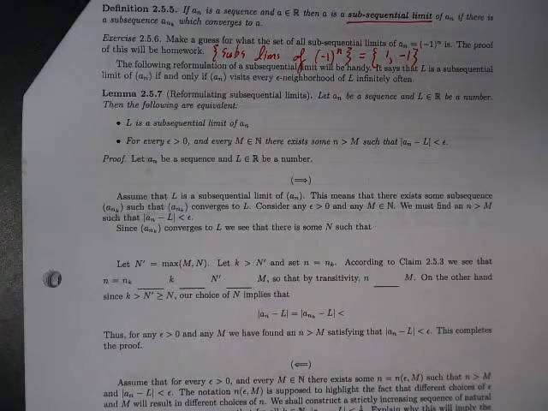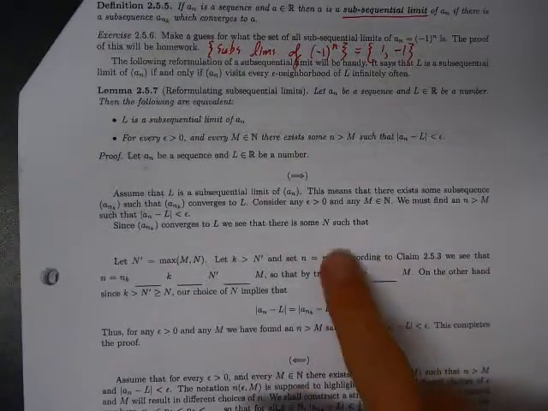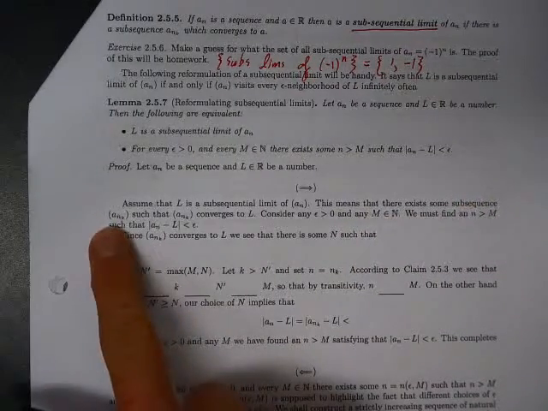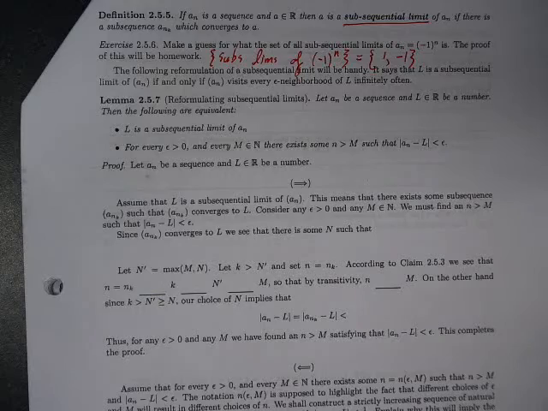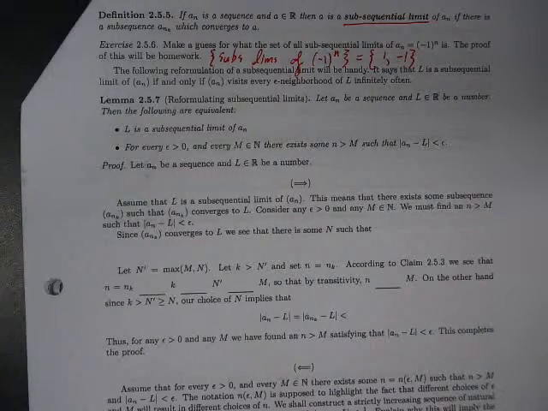So what does it mean to be a subsequential limit? That means there exists a subsequence which converges to L. So there exists some subsequence, let's give it a name, A sub n sub k, such that A sub n sub k converges to L. Now I've expanded out the definition of subsequential limit. So I've explained what my assumption says.